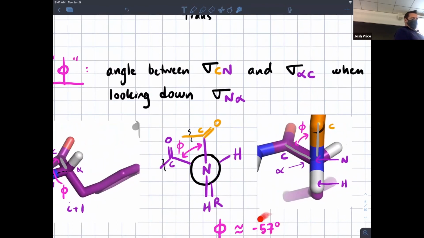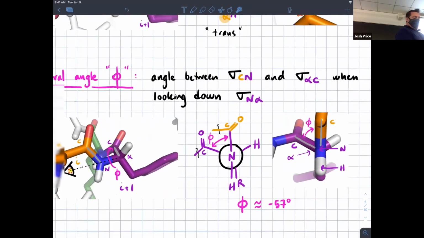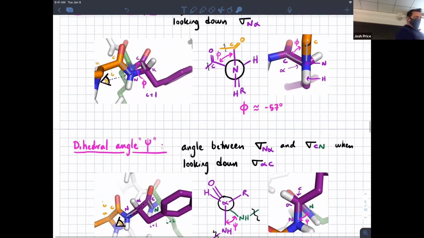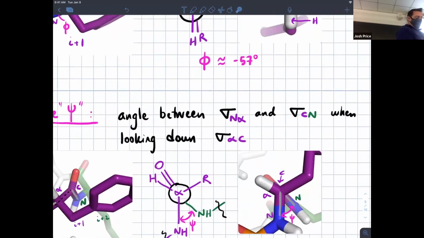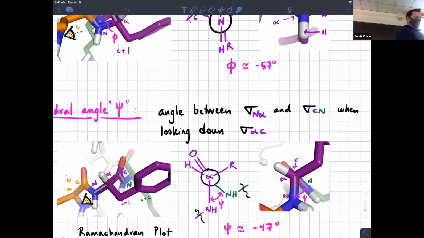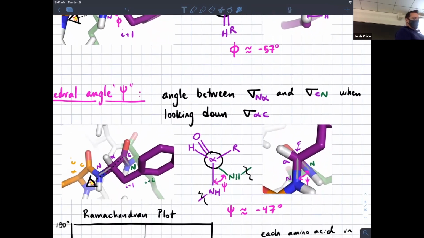Don't worry about the signs here. There's a sign convention, counterclockwise versus clockwise. And then if you look down the bond between alpha carbon and carbonyl carbon, you measure the psi angle, and for alpha helices, it tends to be around -45. And it will turn out that amino acids that have those values for phi and psi together are almost always either in an alpha helix or in a conformation that resembles an alpha helix or a spiral of some sort.